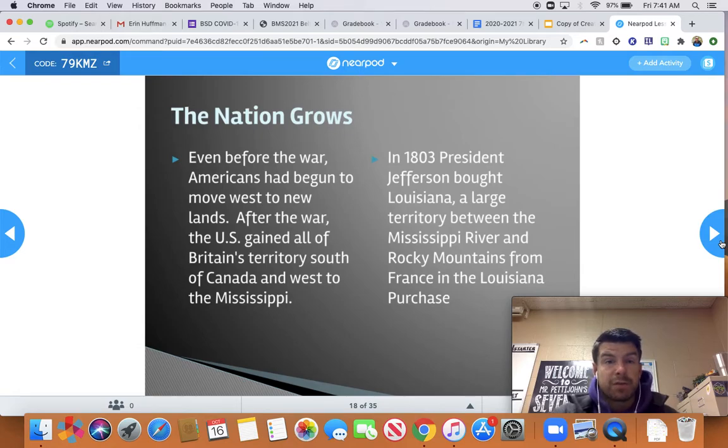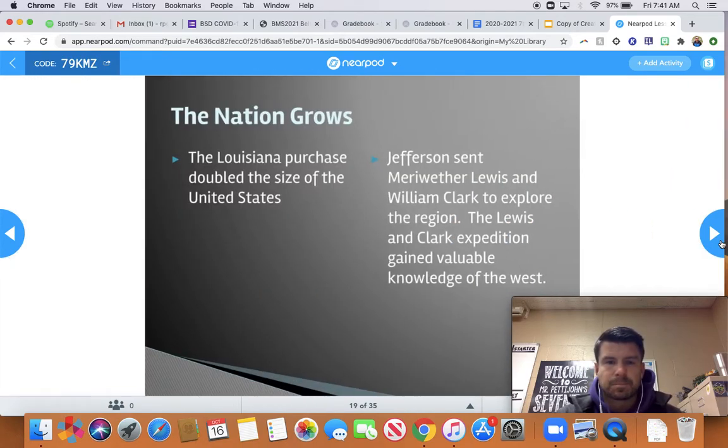France was trying to pay off their debts because they just had the French Revolution, and in order to consolidate their debts, they sold this Louisiana Territory all the way from Louisiana up to Montana. They sold it to the United States. So the Louisiana Purchase doubled the size of the United States.